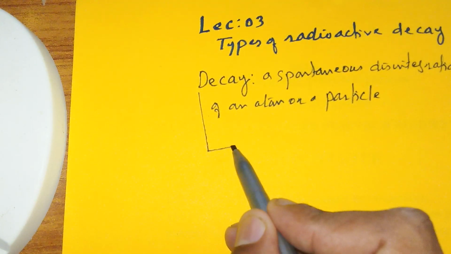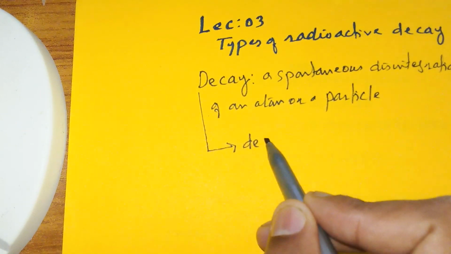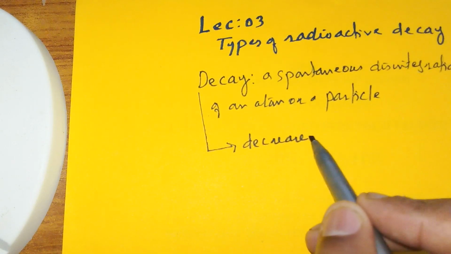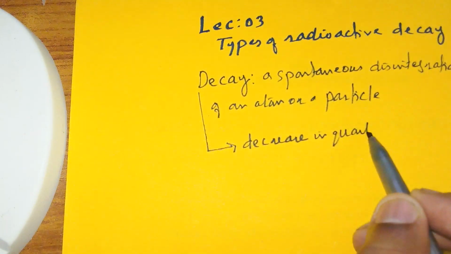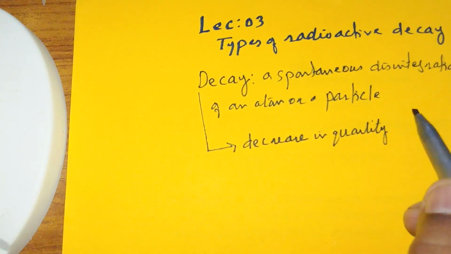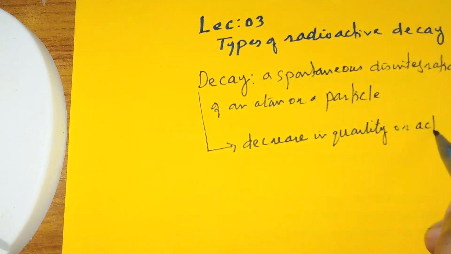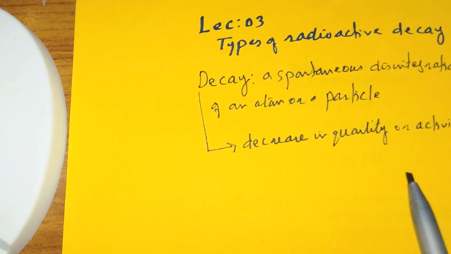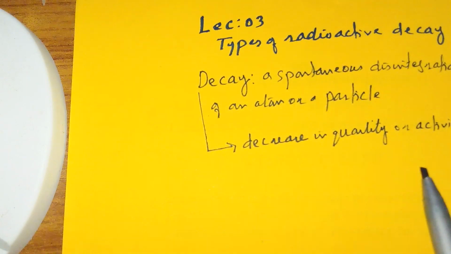Decay can also be defined as a decrease in a quantity or activity. So whenever there's a decay, a certain amount of radioactive material is decreased because a new element is formed from the radioactive decay. So today we have the different types of radioactive decay.